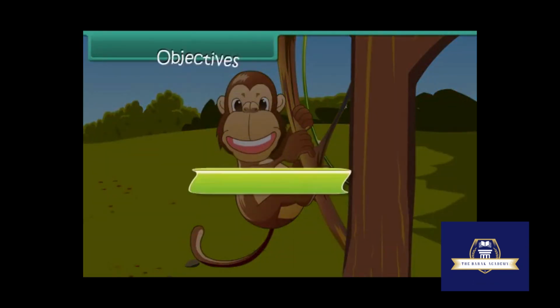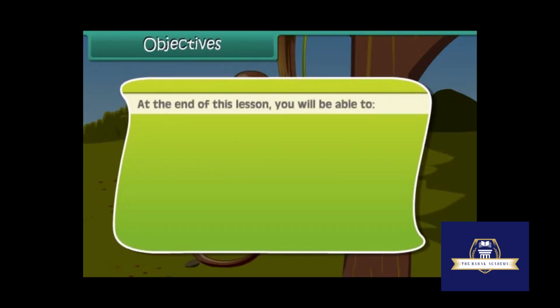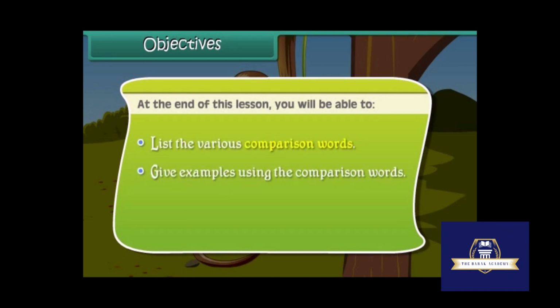Objectives. At the end of this lesson, you will be able to list the various comparison words, and give examples using the comparison words.